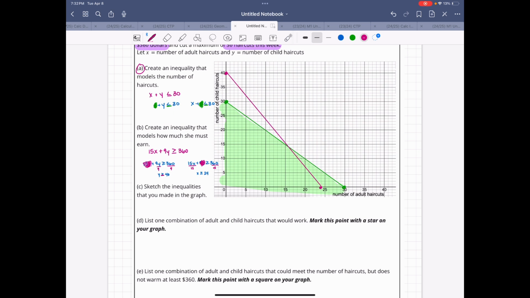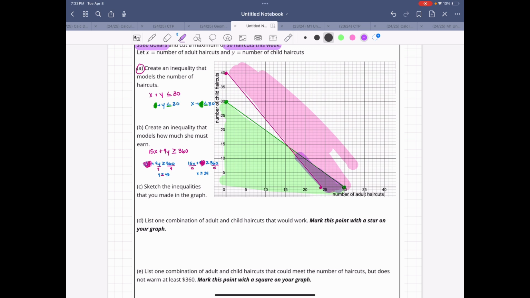Now she wants to make at least $360, which means that she's hoping to make more money. So more money is going to exist above this line. So you can see that there is a very small region here. There's a very small region where this is going to be the number of haircuts that gets her both of those conditions. She's making more than $360, but she's cutting fewer than 30 haircuts.